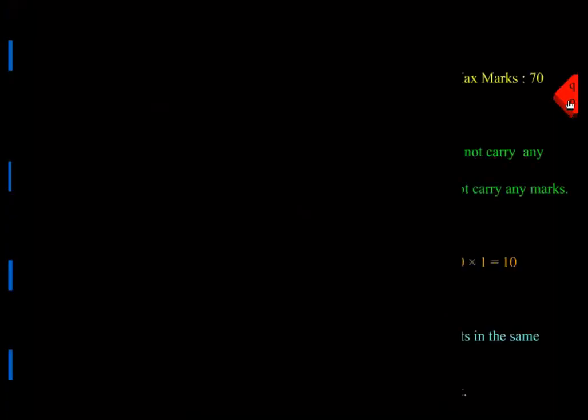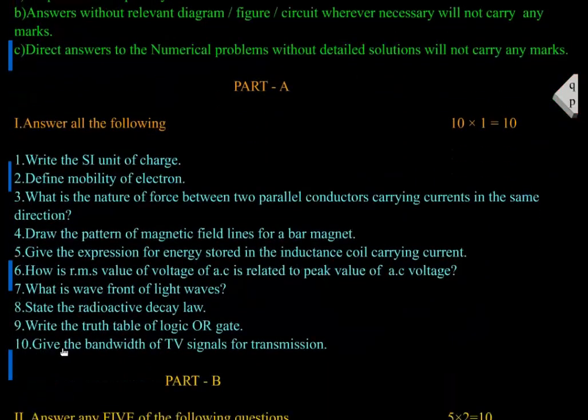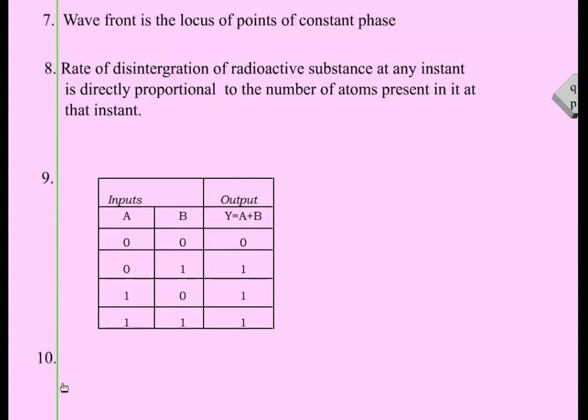Next it is the 10th one. So look here, give the bandwidth of TV signals for transmission. Bandwidth is required. And look here, the bandwidth of TV signal is 6 megahertz. So this is about part A.